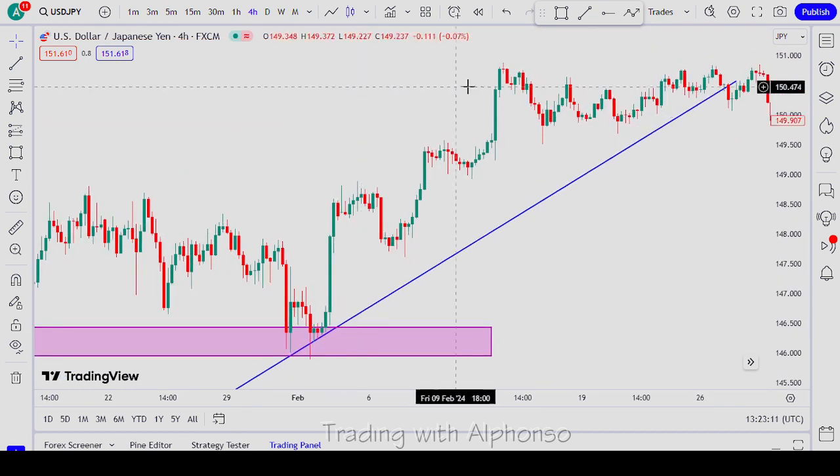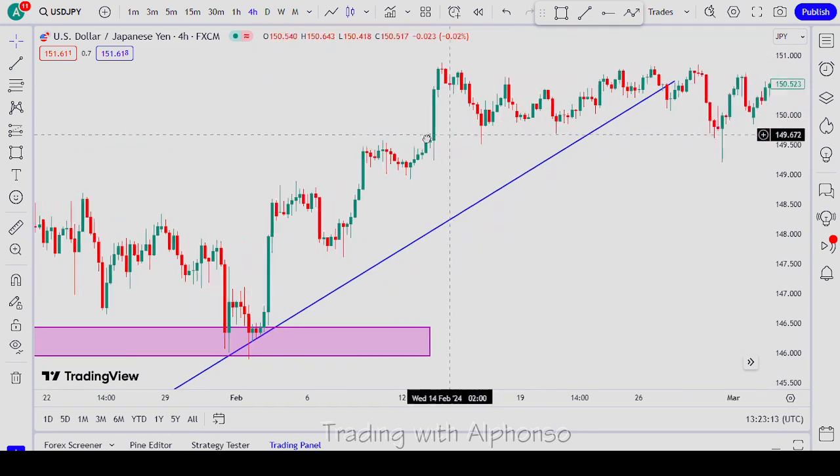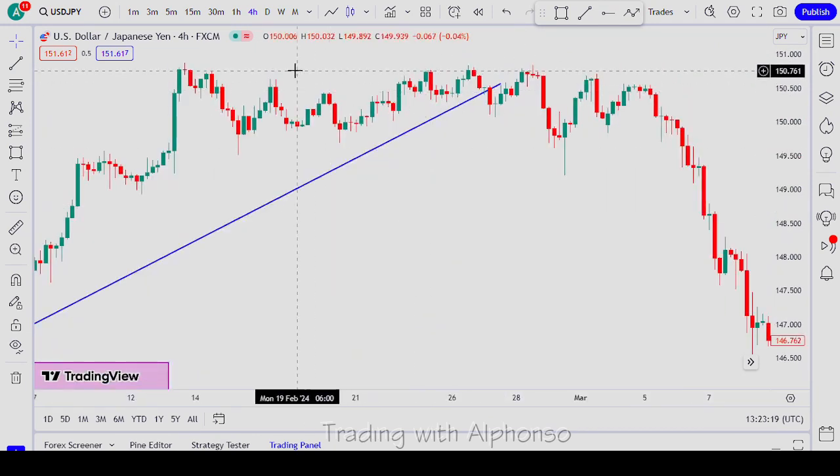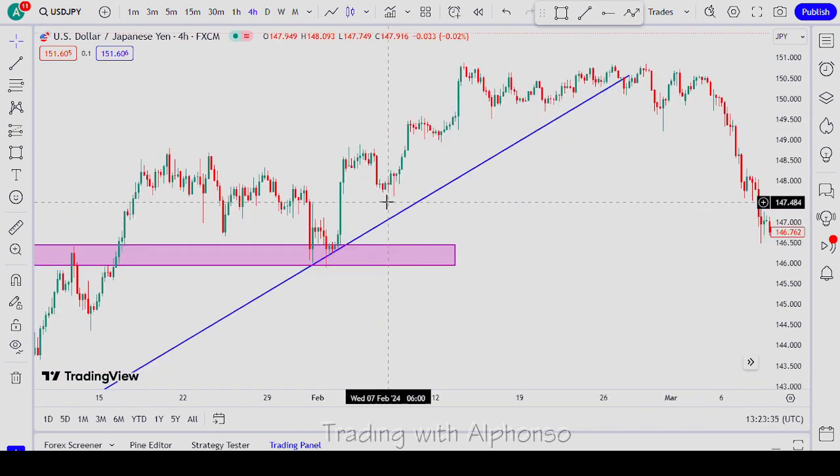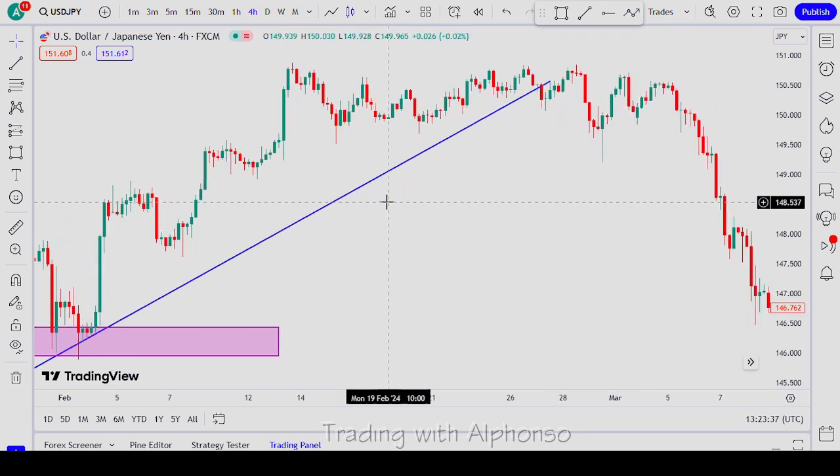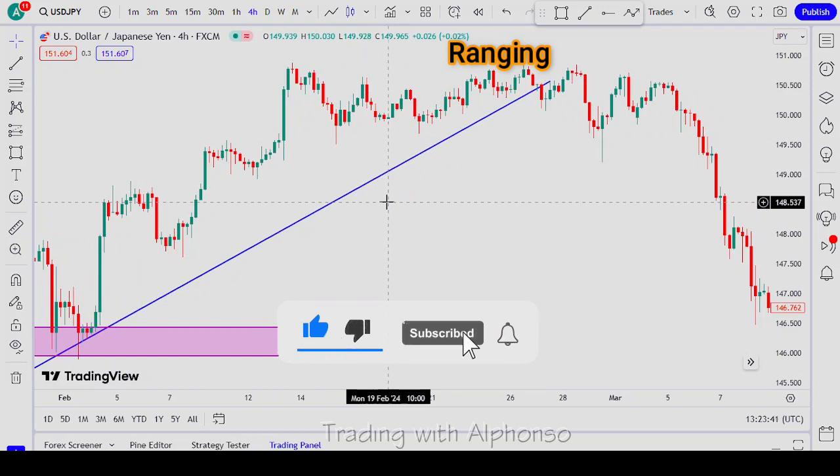The buyers started losing momentum at this point right here at the top. We are in the consolidation phase. We were trending to the upside, then the market started to consolidate. So at this point you can say we are expecting a reversal to the downside, which means the buyers are no longer interested in this kind of market.